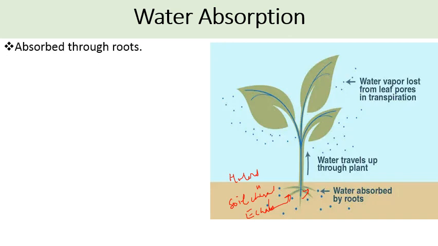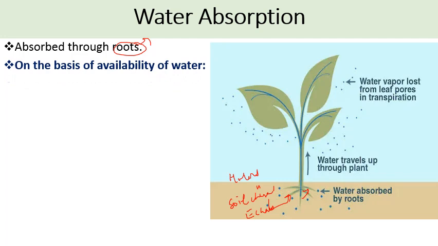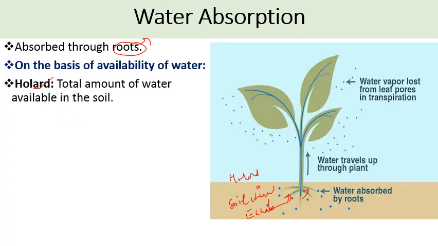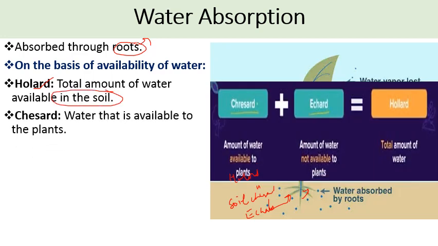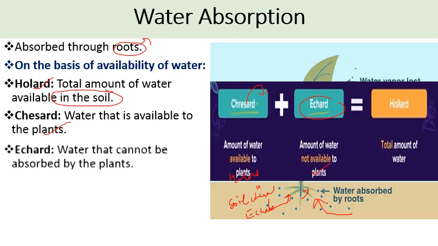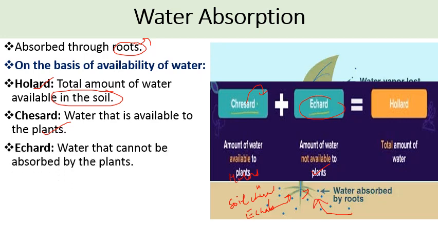So water is absorbed through roots. So these are the major organ of water absorption. On the basis of availability of water, we use different terms, like we have holard. It is the total amount of water available in the soil. Then we have chresard, that is water that is available for the plants. The water that is available for plants is called chresard. Then echard, the amount of water which is not available for the plants. The plants cannot absorb this water. So echard, water that cannot be absorbed by the plants.